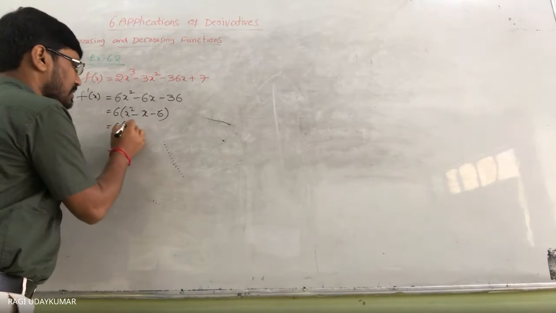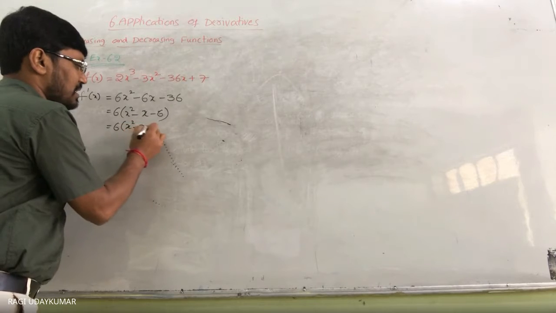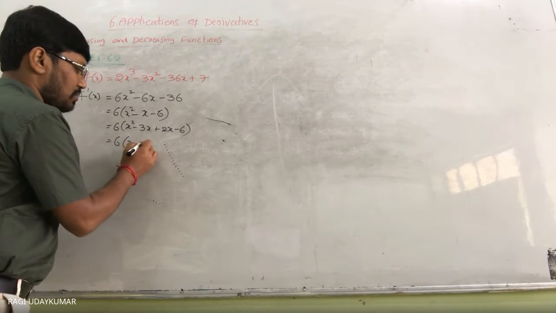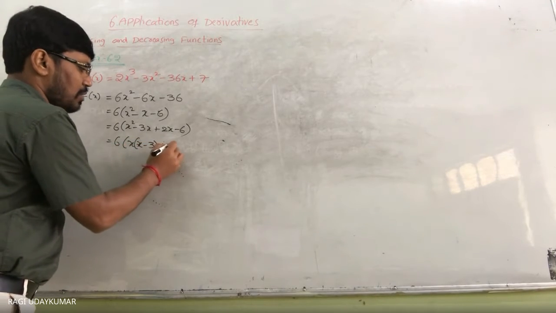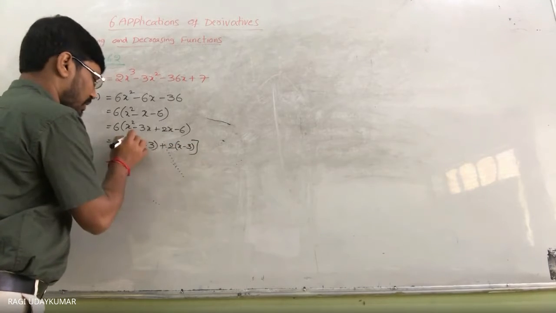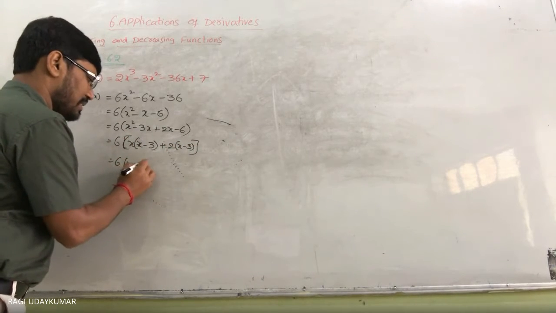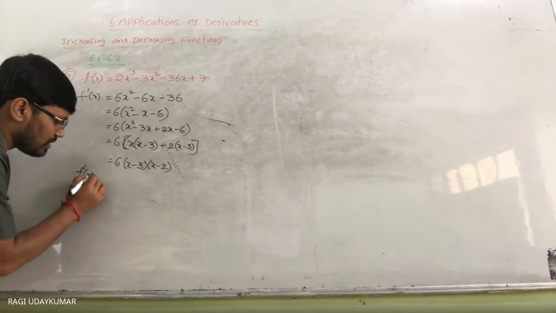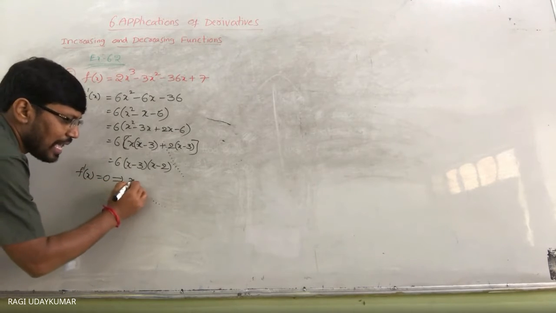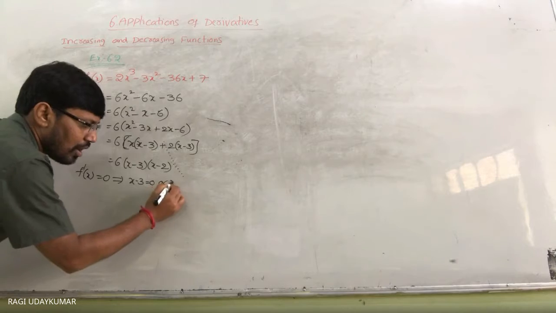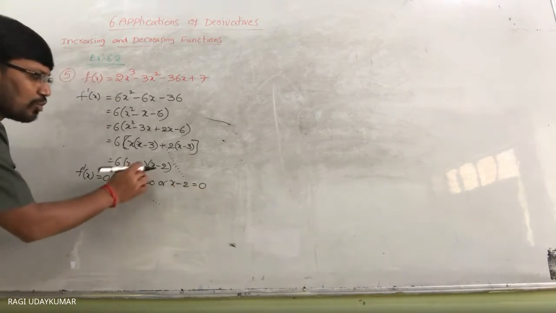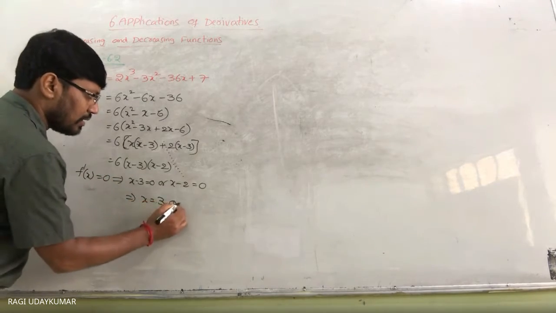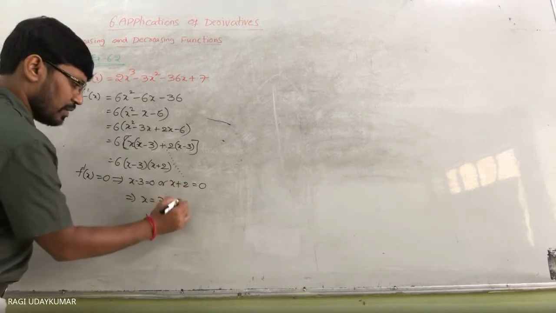On factorizing this, you are going to get x square minus 3x plus 2x minus 6, which is equal to x into x minus 3 plus 2 into x minus 3, taking x minus 3 common. So 6 into x minus 3 into x minus 2. Taking f dash of x equal to 0 implies x minus 3 is equal to 0 or x minus 2 is equal to 0. One of these two is 0. So from this, x is equal to 3 or x is equal to minus 2.